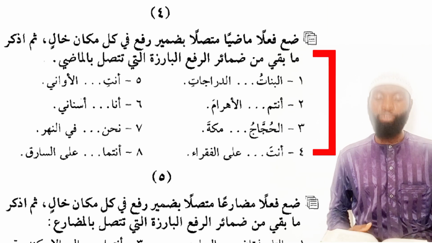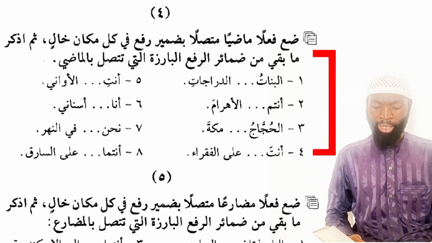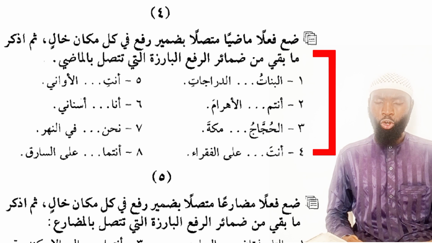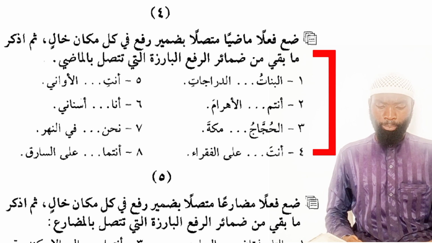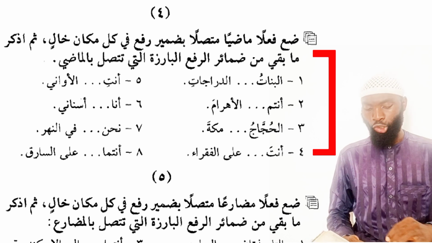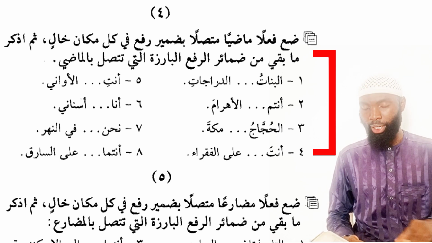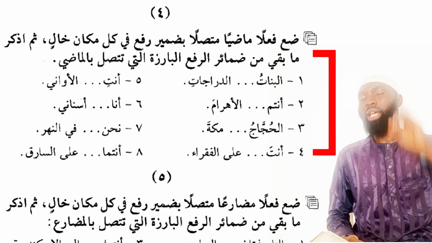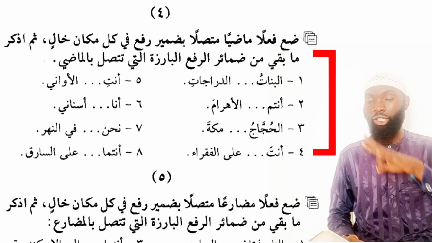تمرين الرابع, exercise number 4, it says ضع فعلا ماضيا متصلا بضمير رفع في كل مكان خال. You are to place a verb in the following open places. ثم اذكر ما بقي من ضمائر رفع البارزة التي تتصل بالماضي. Then you should mention every pronoun which is now remaining. Make sure you use the pronoun to fill in the boxes and mention the one that you cannot find. I will solve 3 for you and you should solve the remaining.